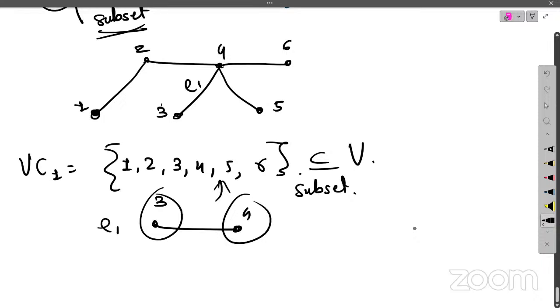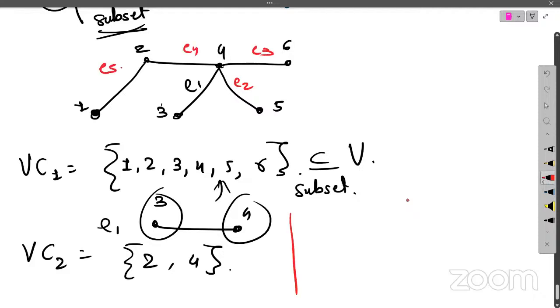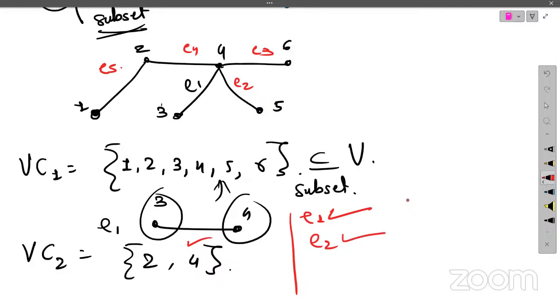Now in place of this subset, if I take another vertex cover, VC2, now here what happened, I'll just take 2 and 4. Okay. Now, in this particular graph, if you consider any edge, so suppose we name the edges to be E1, E2, E3, E4, and E5. Now here, let's start with E1. So E1 will have endpoints 3 and 4. So this 4 belongs to our subset. So that means E1 is covered. Now E2. E2 has endpoints 4 and 5. So this 4 belongs to our subset. That's why E2 is also covered.